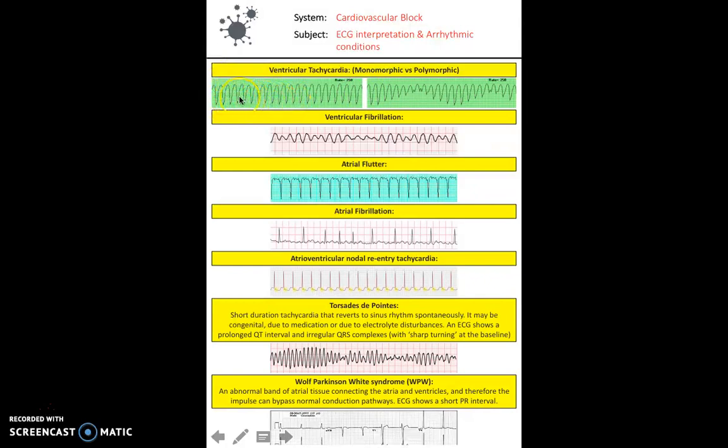In terms of taking a look at ECGs, looking at ventricular tachycardia, remember we said that the complexes will be wide, but they can be monomorphic, i.e. they're all the same size, or they can be polymorphic, i.e. they're all different. Ventricular fibrillation, as we've said, is all over the place. There's no recognizable P, QRS or T complexes.